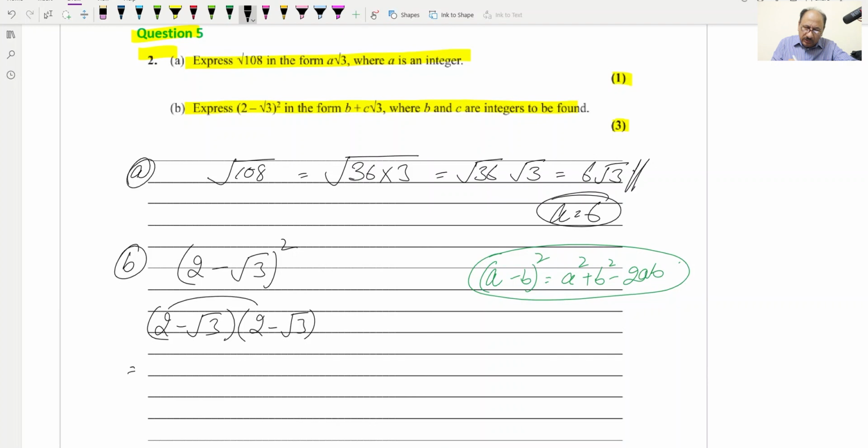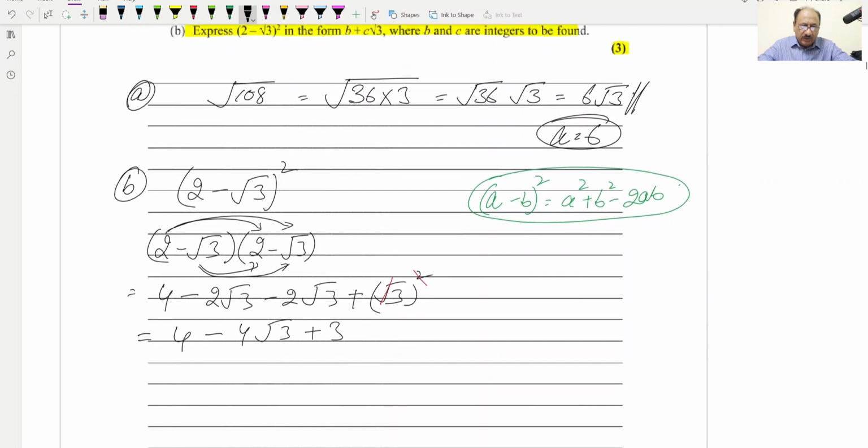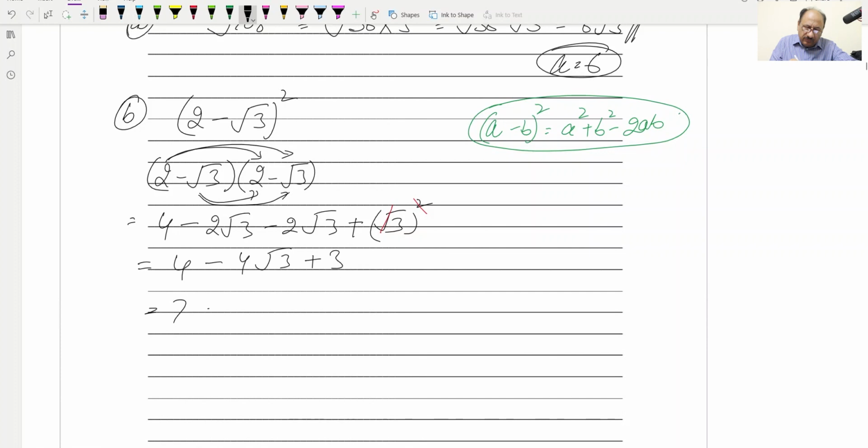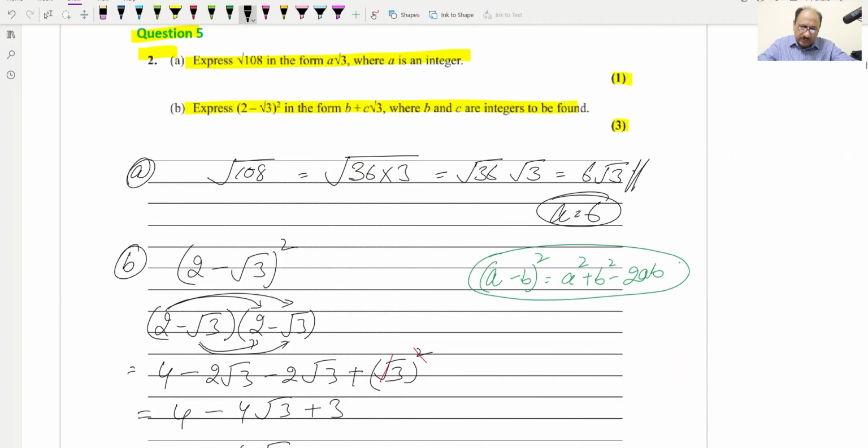So 2 multiplied by 2 will be 4, and 2 multiplied by under root 3 will be minus 2 under root 3, and this into this will be minus 2 under root 3, and minus under root 3 into minus under root 3 will be plus under root 3 squared. This will be equal to 4 minus 4 under root 3, and this square and root will be cancelled, and we will get plus 3. So 4 plus 3 will be 7. So we can write 7 minus 4 under root 3, and this is the format which is required.